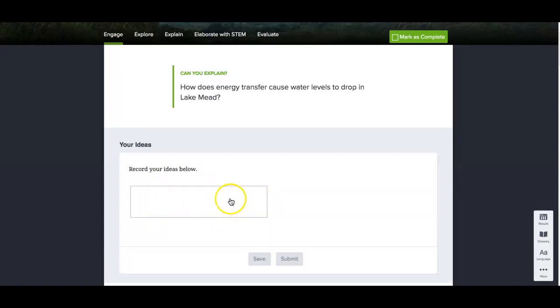This is not something you're going to get right or wrong. Just write any ideas that you have. It's designed to get you thinking about the water cycle and activating kind of what you may already know about it. Okay? So once you've recorded your ideas there, hit save or then submit.